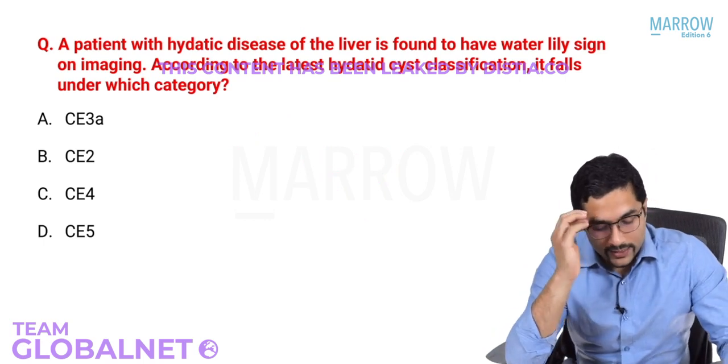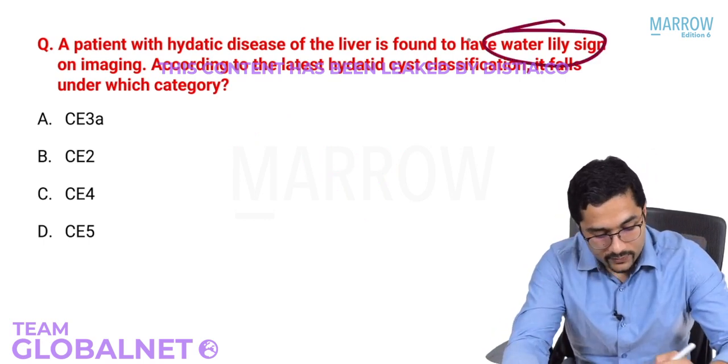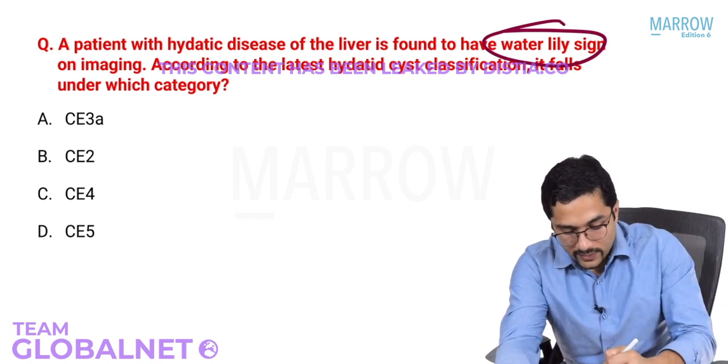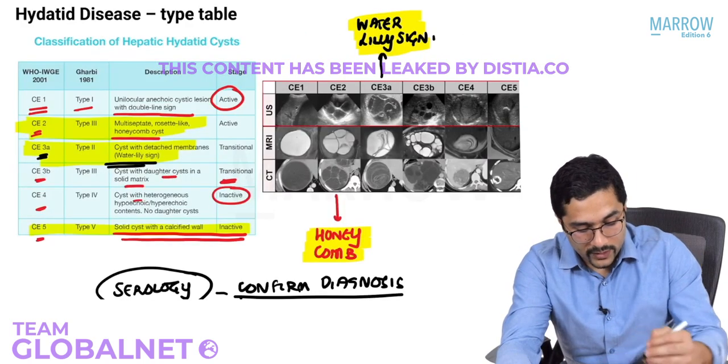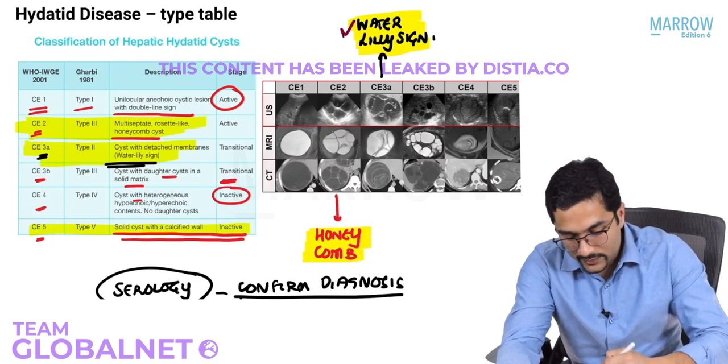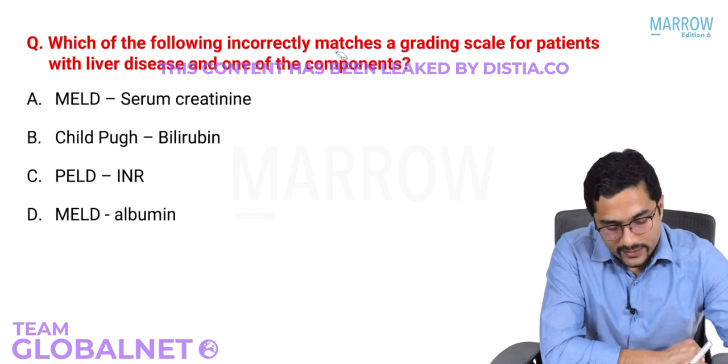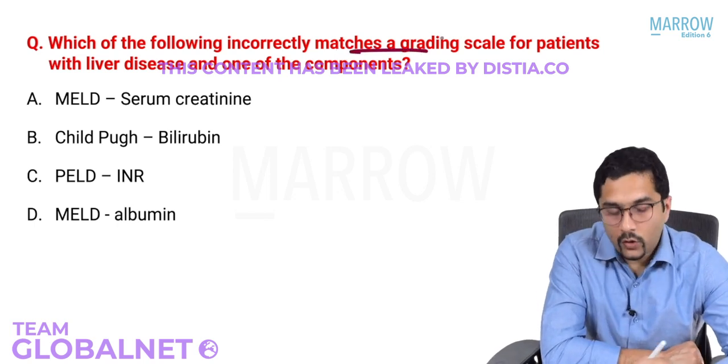A patient with hydatid disease has water lily sign. We've discussed this. Water lily sign will be CE3A. We've discussed that water lily sign is going to be CE3A. So that is the correct answer here. It is CE3A. So which of the following incorrectly matches the score with the components?